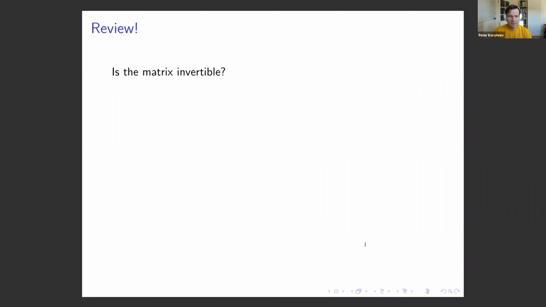Okay, let's make a quick review. You can pause if you need to. Is this an invertible matrix? Well, it's a clear no. Basically, you cannot divide by 0. How about this one? Yes. In this case the matrix is equal to its inverse. It's the 2 by 2 identity matrix.